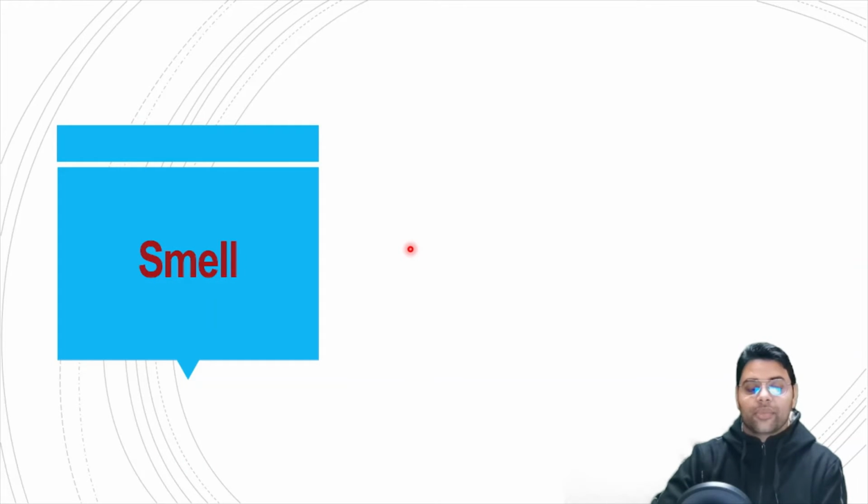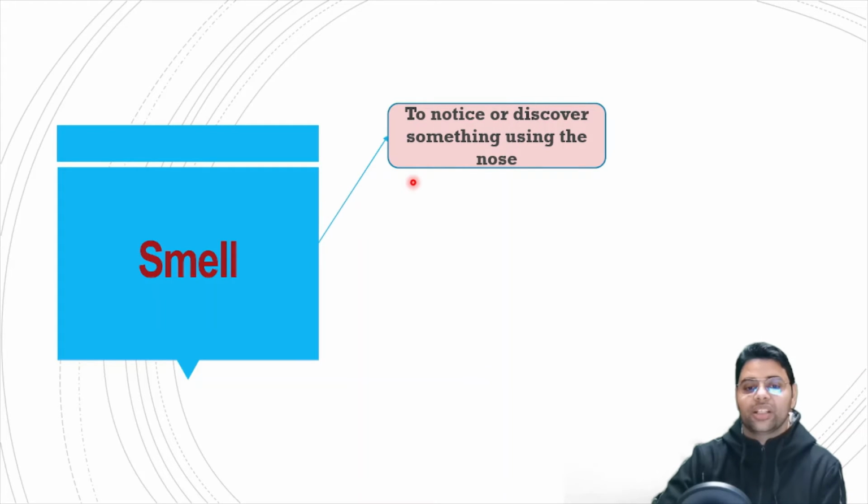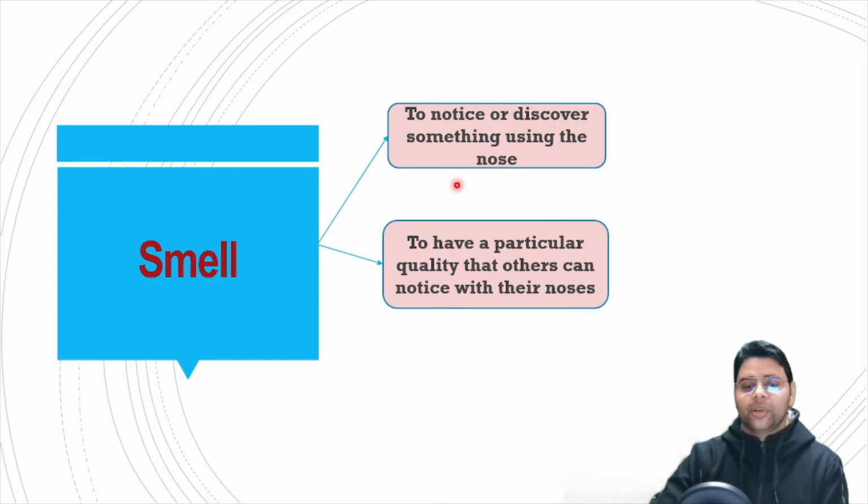Next verb is smell. Smell is very similar to taste. It has the meaning to notice or discover something using the nose, like we inhale like this. Another meaning is to have a particular quality that others can notice with their noses, like a rose or some perfume. A perfume has its own characteristic or fragrance, or the rose has its own quality.